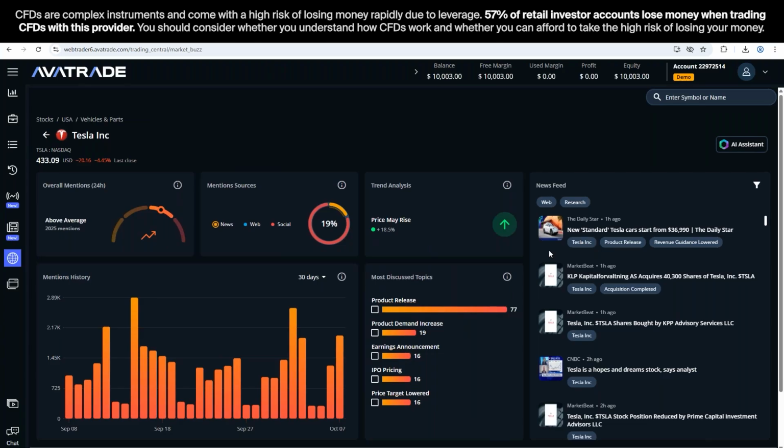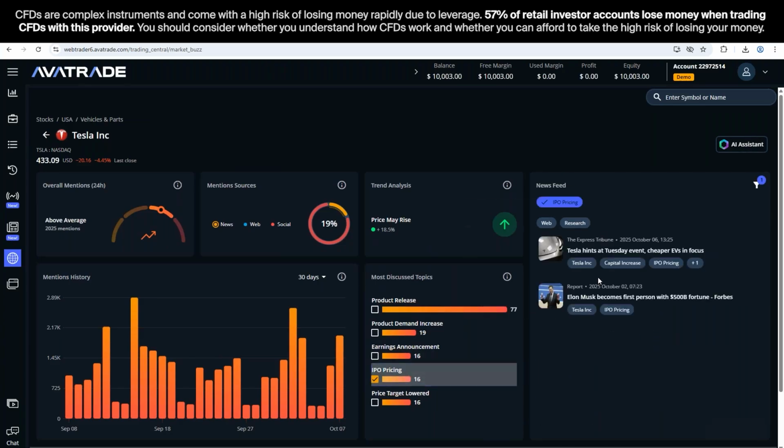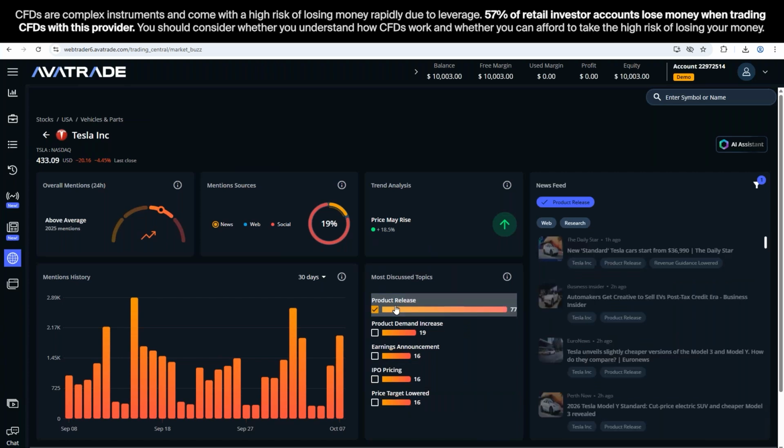So what if I want to specify on the IPO pricing, and then I only get news related to that, or something else, the product release for example. So I can again focus into that, and I can even enhance my research, go Google that. I can expand it in so many ways, right? I don't have to, but this is a nice way to get the initial idea, and then we can take it as far as we want.